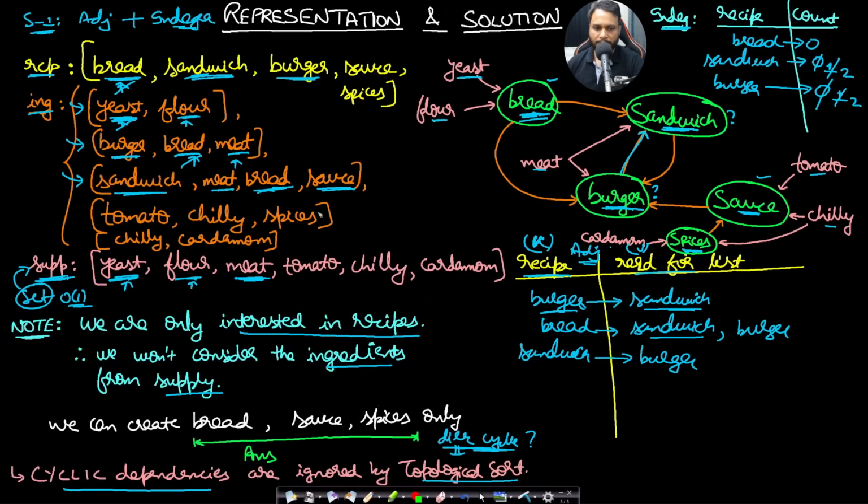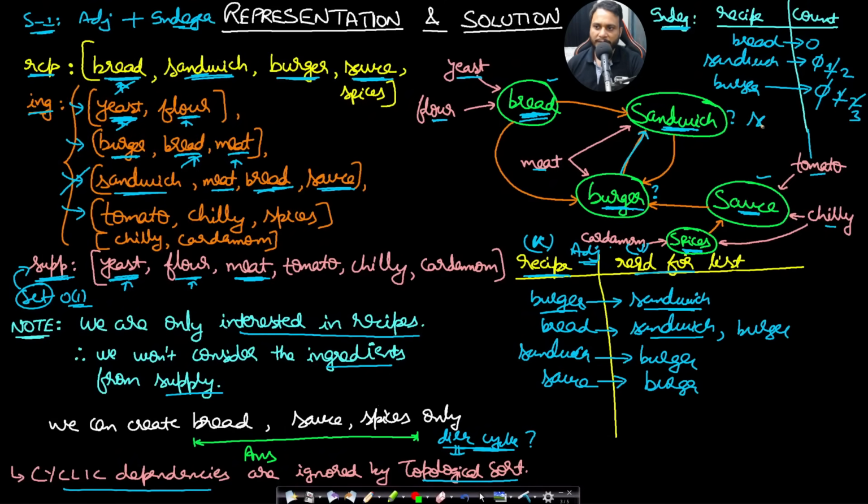Now sauce is not a part of supplies, so sauce must be a part of recipe. Okay, so since it is a part of recipe, I can insert sauce is required to make burger, and I can increment the in degree value of burger to 3, and we are done. Once we are done, go to the next item, which is sauce.